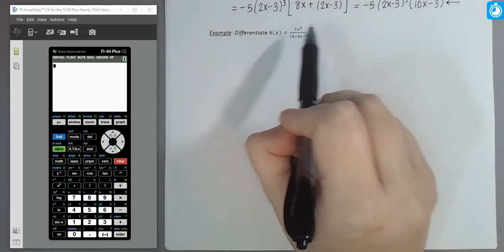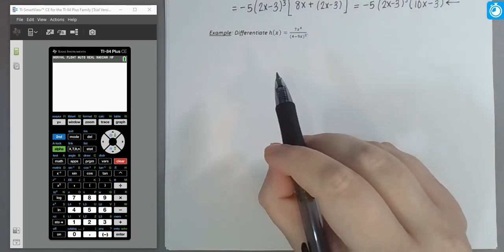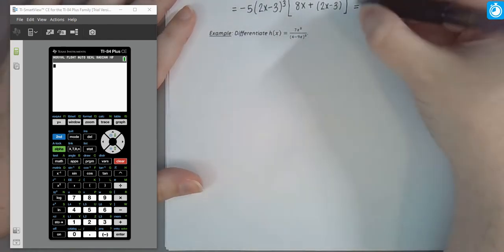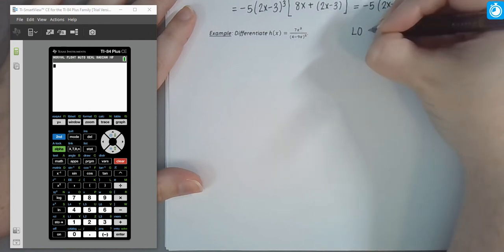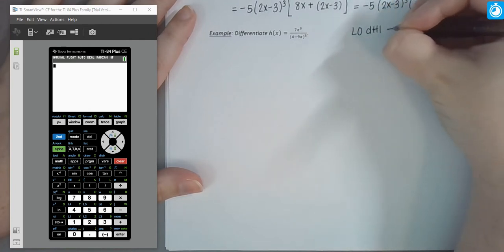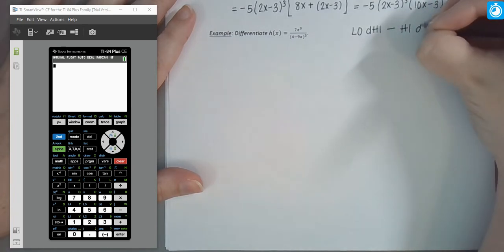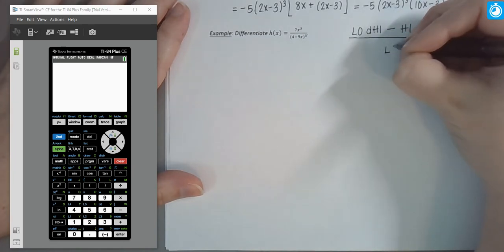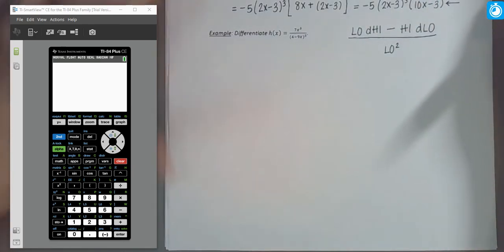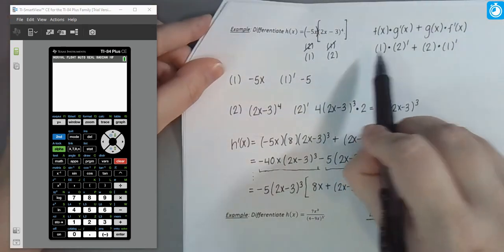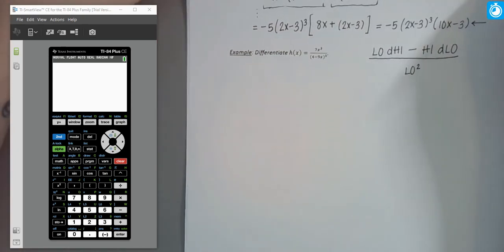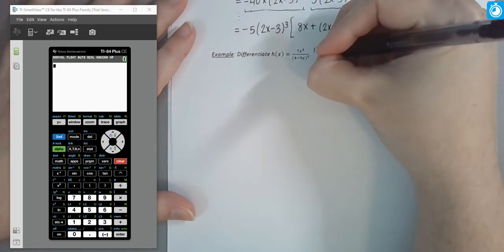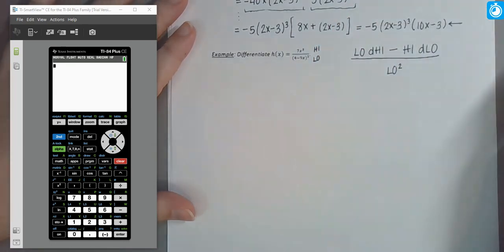So here, very much, we have one function divided by another. So remember our rule for differentiating a quotient. The way to remember it is low D high minus high D low all over low squared. And again, that's about as formal as this is, but if it helps you get to your final derivative, then it's worth it. So this will be our high, this will be our low.